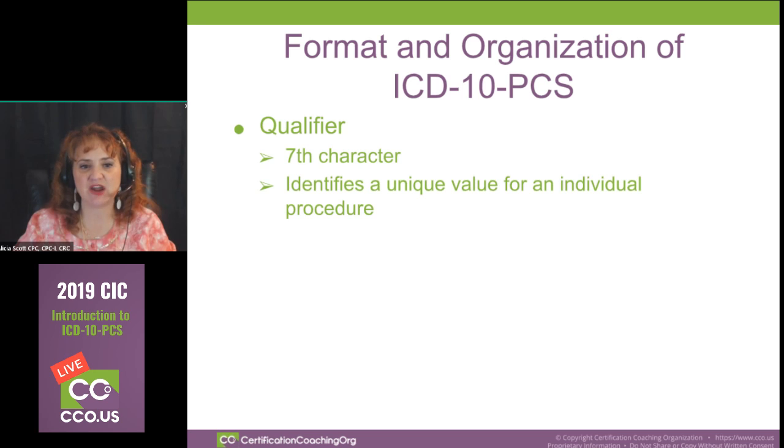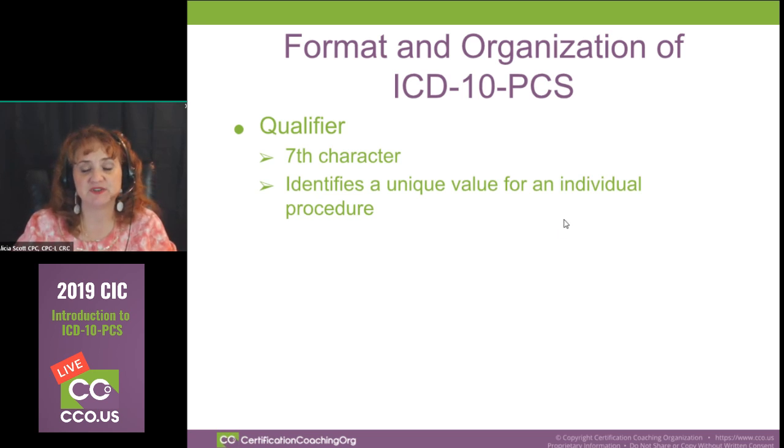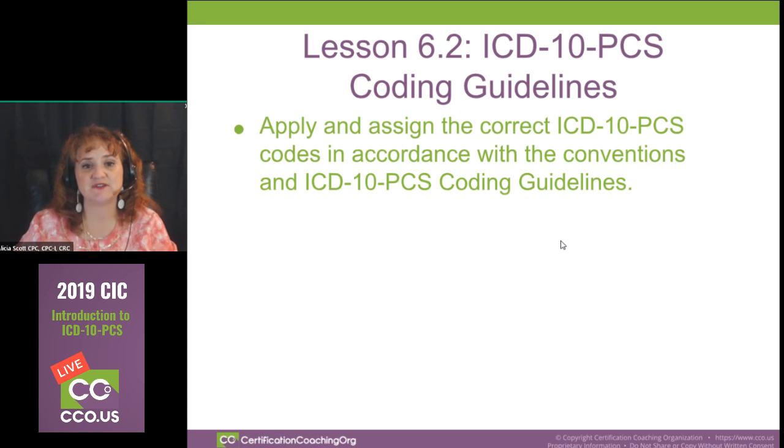Qualifiers, that seventh character. Now, if it's not applicable, if we don't have a qualifier, then you're just, again, going to put a Z there because that's your placement. But it is just giving us more information that says that this procedure is unique and individual to a procedure that's being done. It identifies it as different, and we need to collect that for statistical purposes.